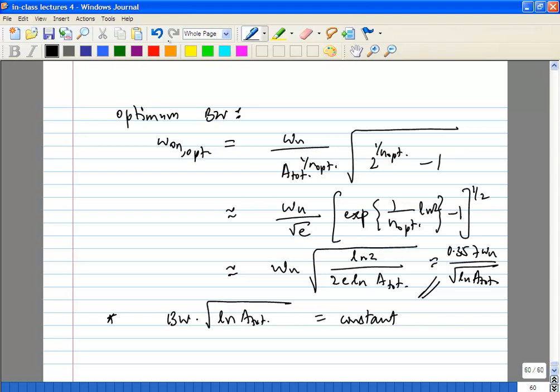And the other thing to notice, because it depends on the log function, if you need to extend your bandwidth by a large enough amount, your gain doesn't change that much because it's a logarithmic function. In the single stage case, since it is linear, 1 over A times B, if one increases by double, the other has to fall by half. Here the trade-off is much more relaxed.